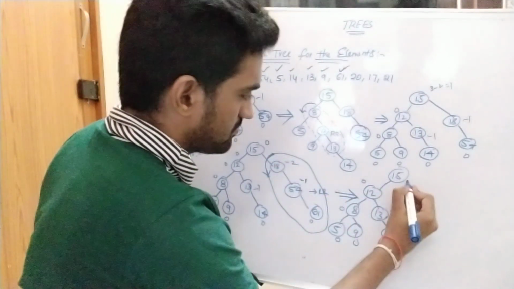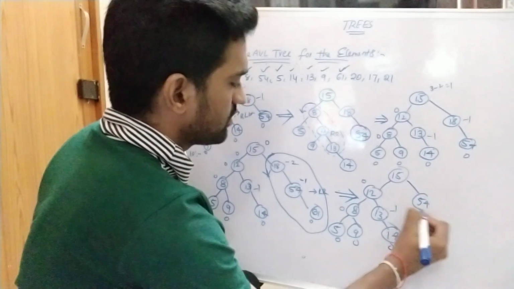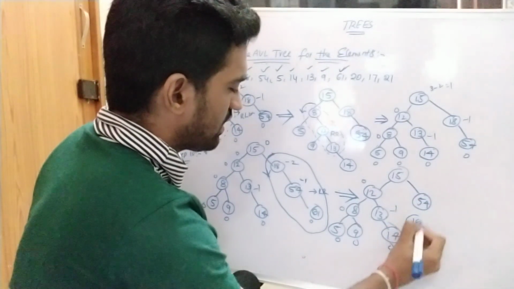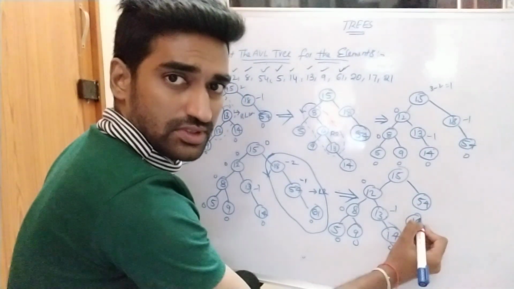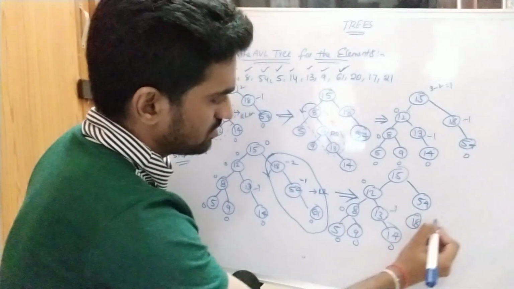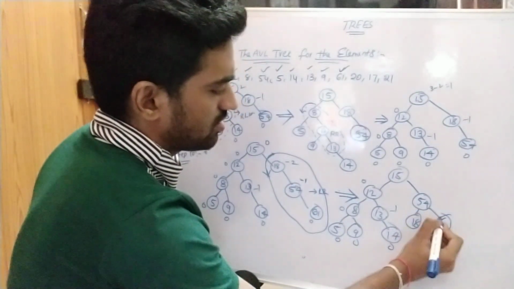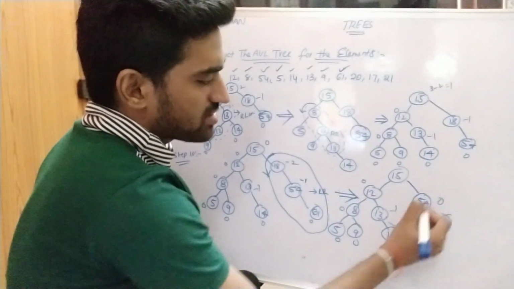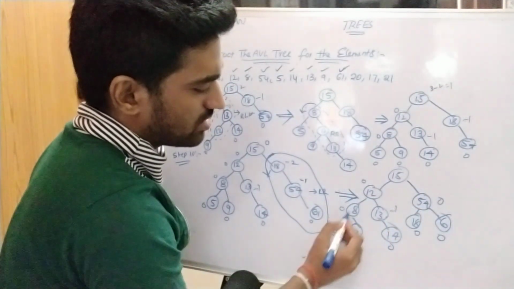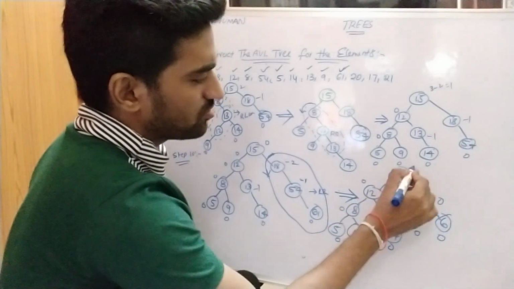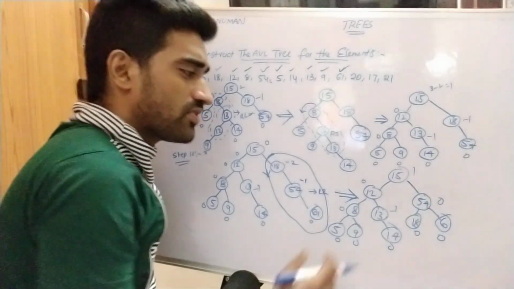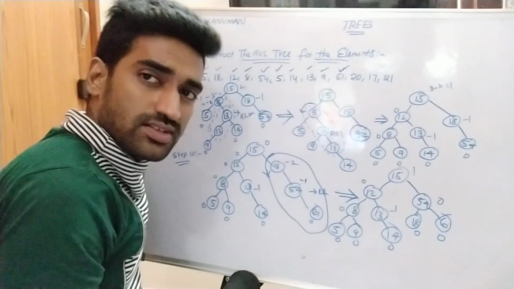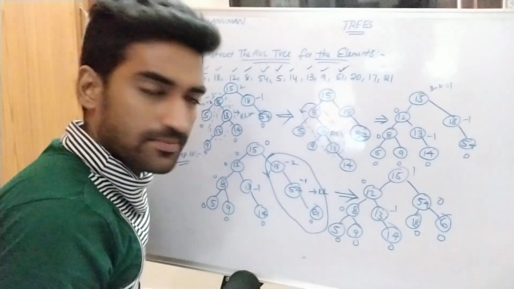Now tree becomes 54, 18, 61. Now we are calculating balancing factor: 0, 0, 1 minus 1, 0. So here 1, 2, 3, longest path, 3 minus 2, 1. So now balancing factor property has been satisfied by this tree. So that's why this is also AVL tree, right?